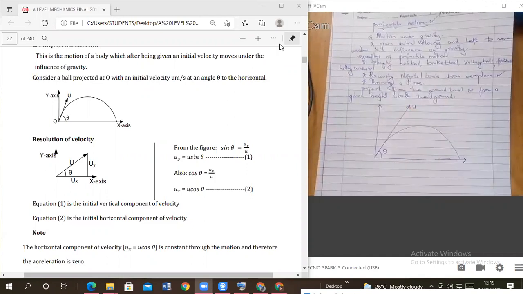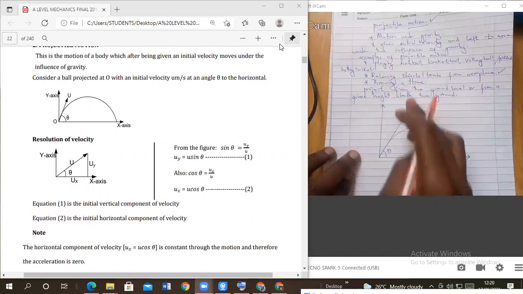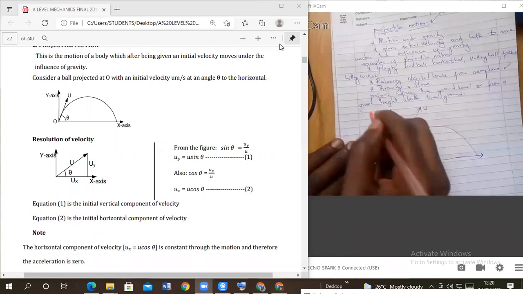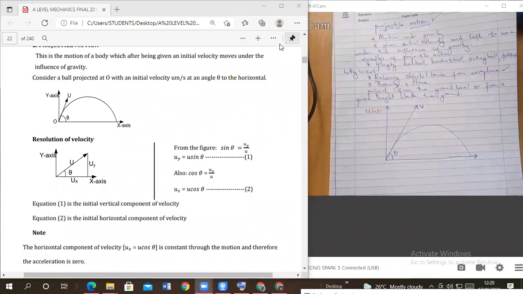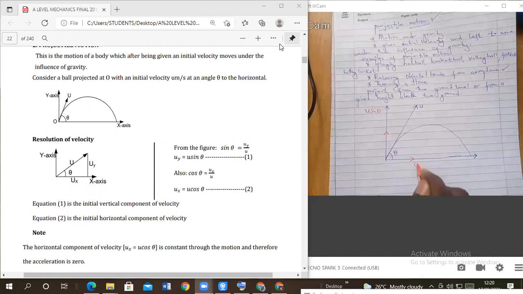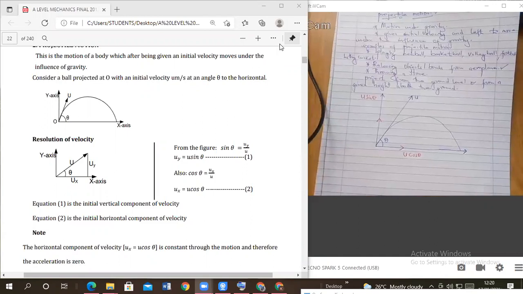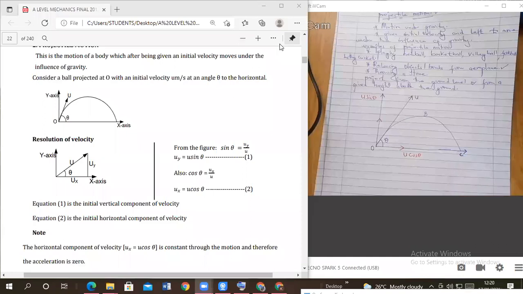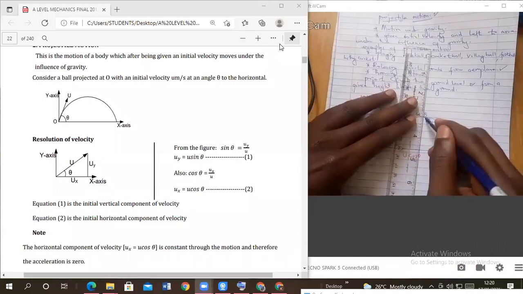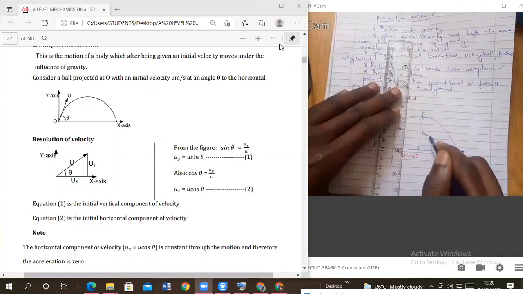This u is the resultant velocity. But what are the components that form this? When you form a simple triangle there, you find that the vertical component of u will be u sine theta, not so? Then here we shall have u cos theta, if you remember very well. Let me say this is from point O up to point B here, then point C. I'm going to use it to describe everything here. This is the maximum height.